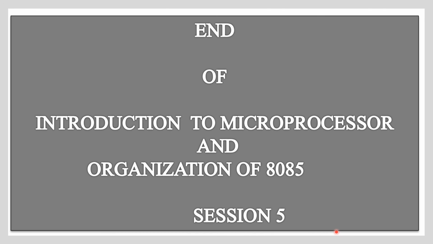So we have completed the pin diagram of 8085. It has 40 pins. You should know all these pins and their functions. I have discussed all the pins, the hardware interrupts, then addressing, then the IO mapped IO and memory mapped IO scheme. So here we came to the end of introduction to microprocessor and organization of 8085, session 5. Students, thank you.